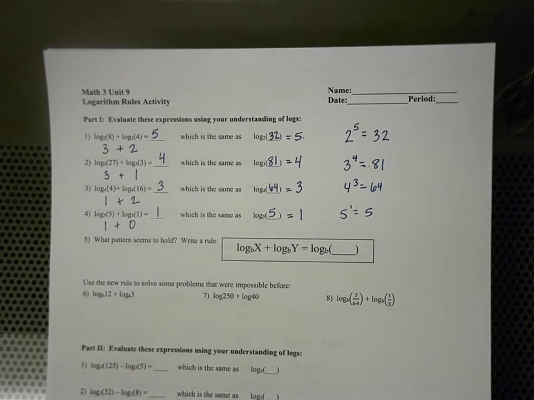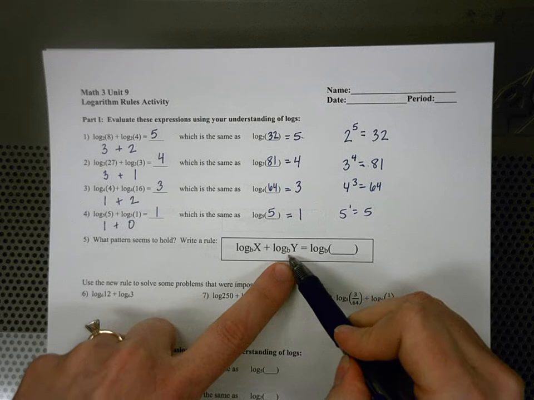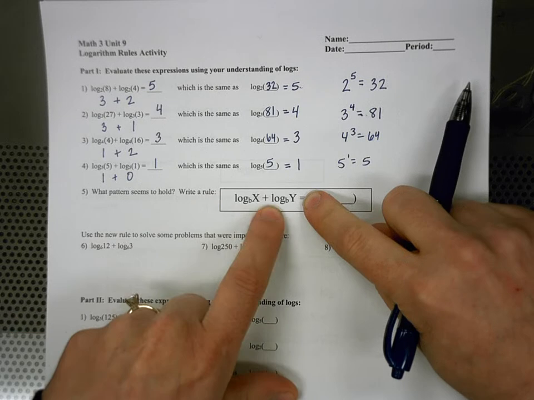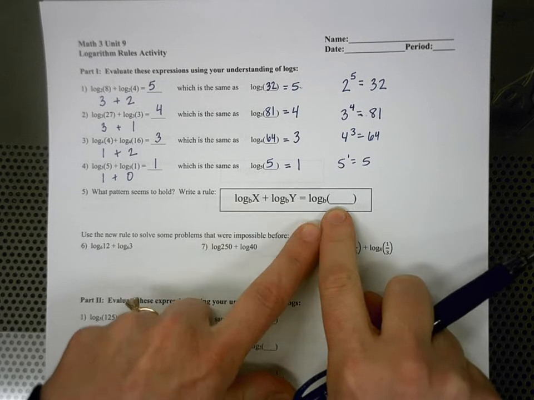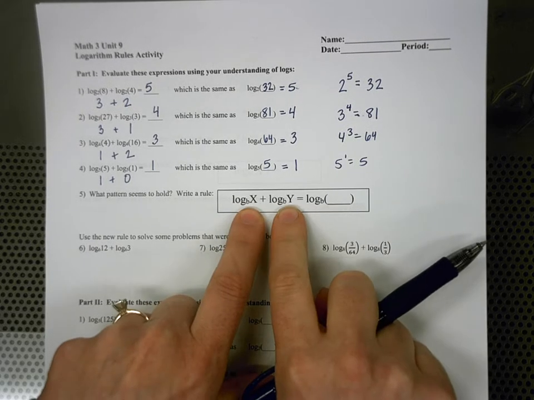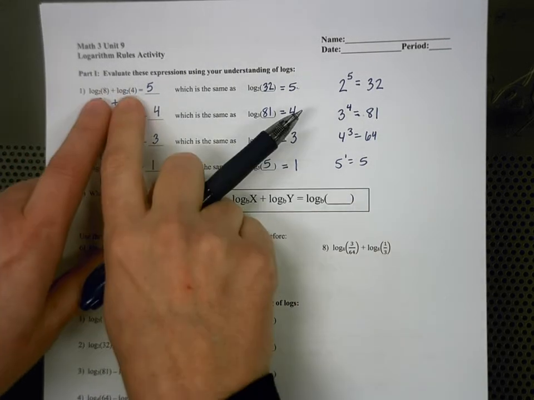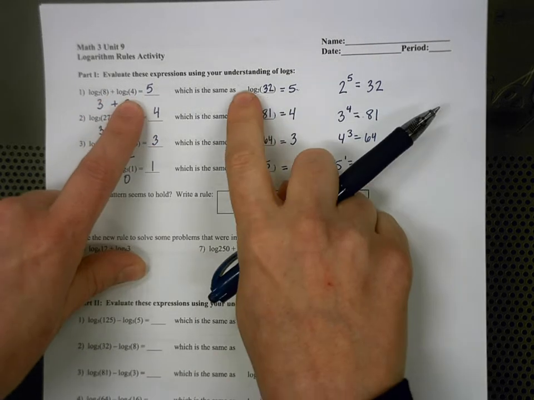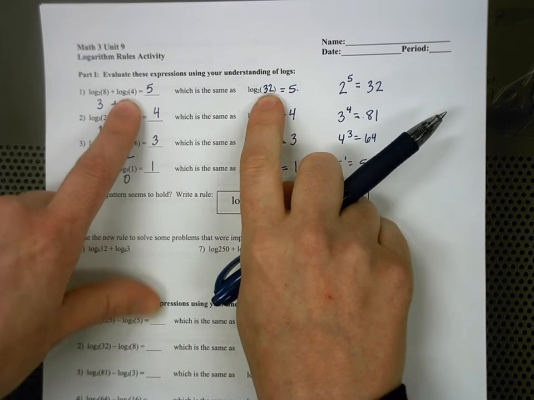All right, so number 5. What pattern seems to hold? Write a rule. So we have log base b of x plus log base b of y. Let's take a look at the left-hand side of that equation. The logs are the same, the bases are the same, but the x and y are different. So as long as you have the same base, what do we do with the x and y to get our new answer? So log base 2 of 8 plus log base 2 of 4 equals log base 2 of 32. What do you do with the 8 and the 4 to get 32?